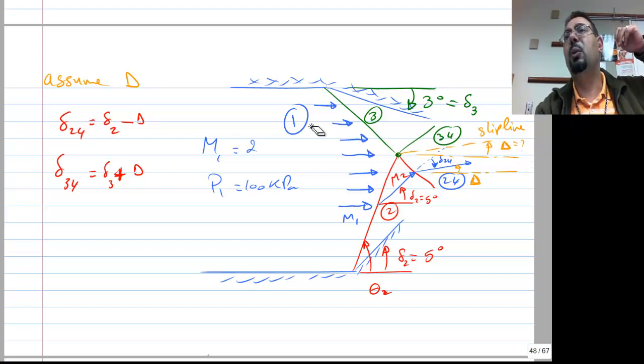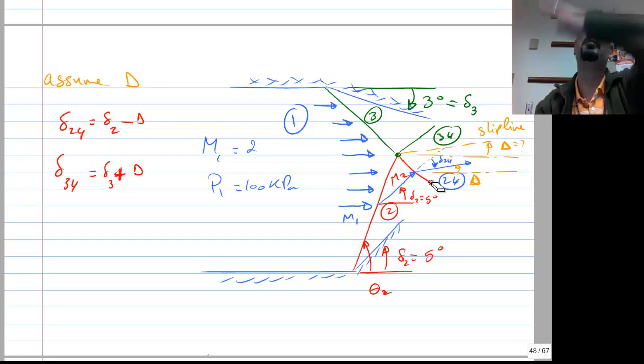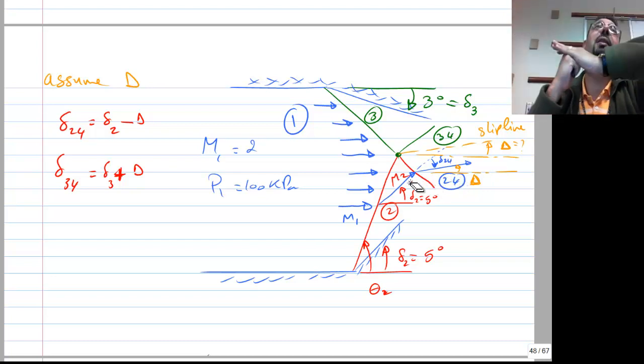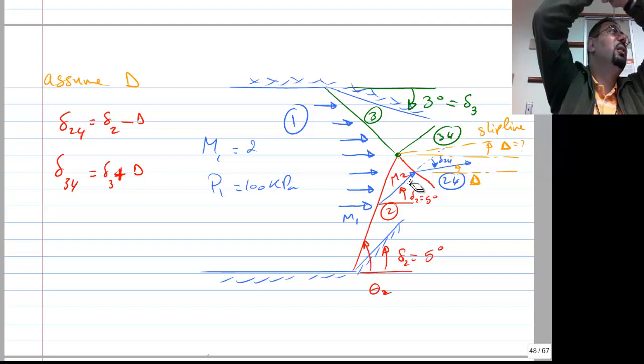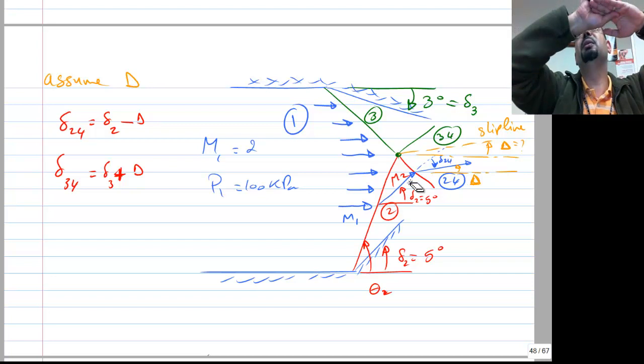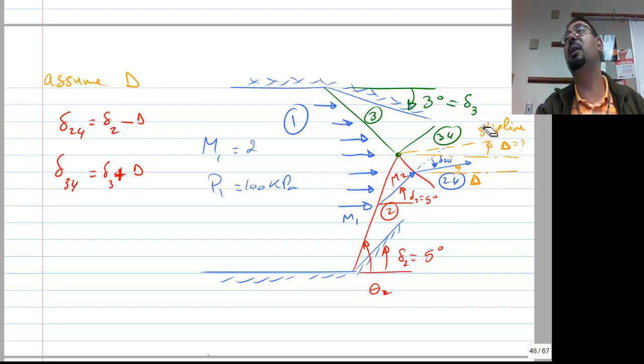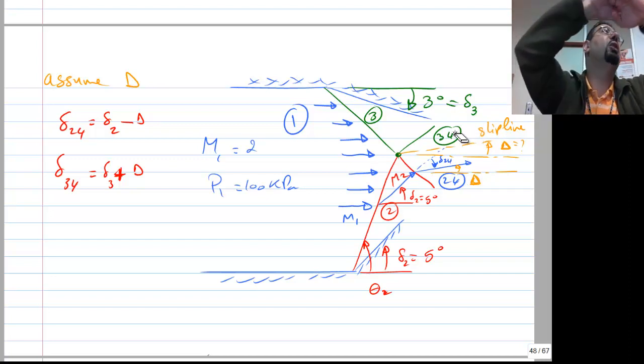And then what? We calculate the pressure here and calculate the pressure here, and ask ourselves, are they the same? If they are the same, your delta is right. If this guy is too high and this guy too low, obviously you went too high on the delta. You pushed the upper guy so much that his pressure is really high, so you have to relieve a little bit. You take it down a little bit. If you relieve too much, again, you make this guy bigger than this one. So you keep changing your value until the pressure on top and the pressure at the bottom are the same.